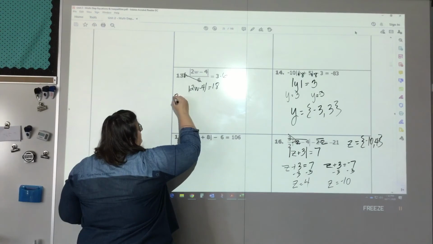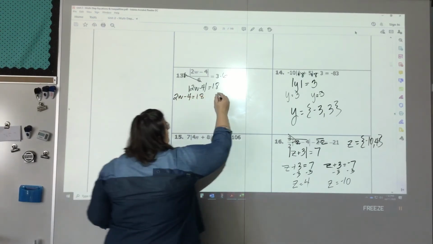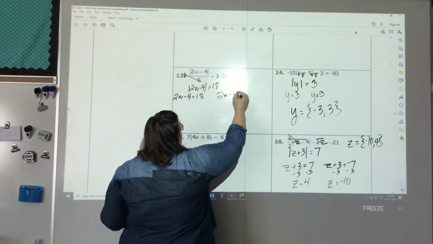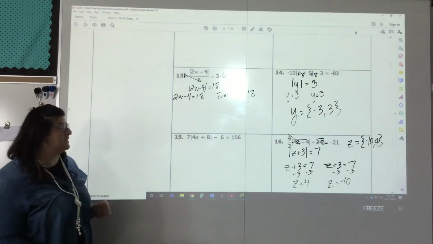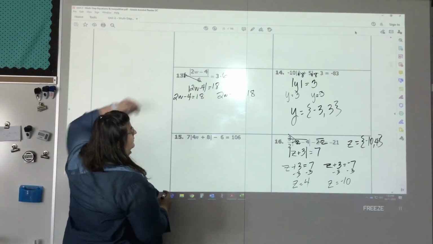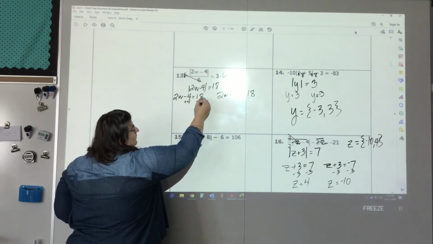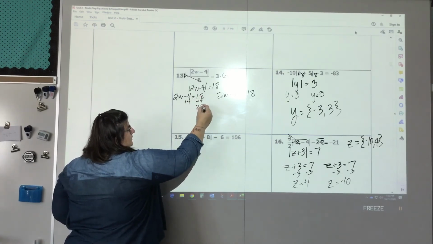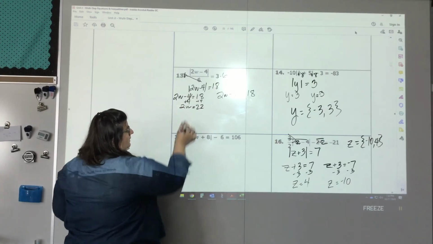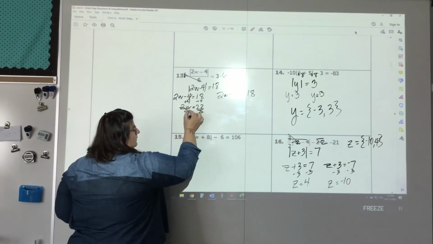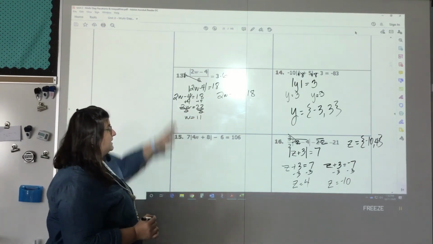negative 18. So 2w minus 4 equals 18, and 2w minus 4 equals negative 18. I'm going to solve them separately. They're both a two-step equation. My first step is going to be adding 4. 18 plus 4 is 22. Bring everything else down. These guys cancel out. Divide by 2. w equals 11.